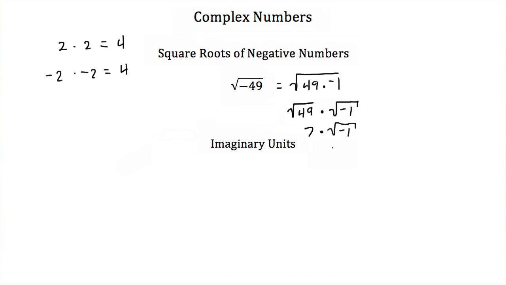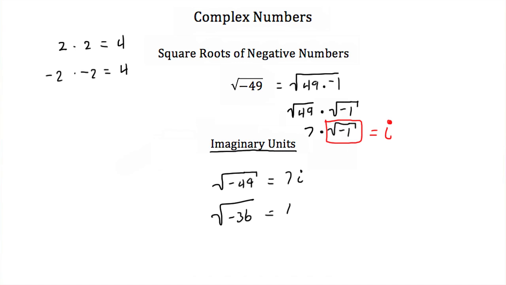Now, I still can't take the square root of negative 1. Again, it's a negative number. And that wouldn't make any sense. But I'm going to call this square root of negative 1, I'm going to call it i. i is our imaginary unit. So if I have the square root of negative 49, that's just 7i. If I had the square root of negative 36, that would be 6i.